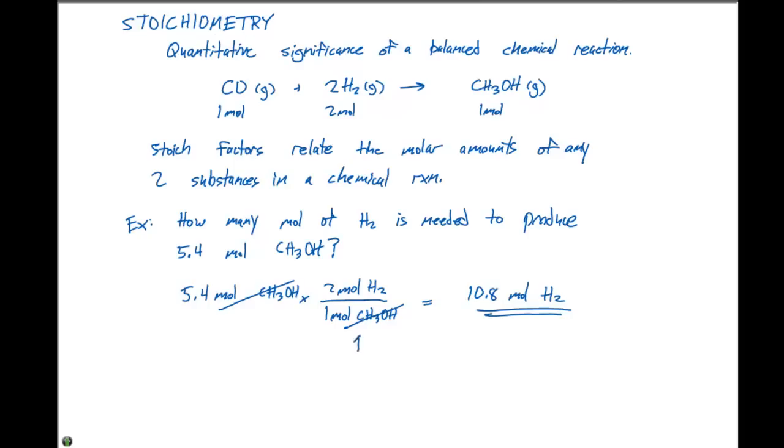And this conversion right here comes from the balanced chemical reaction. And this is why we spent a decent amount of time balancing chemical reactions, because the balanced chemical reaction is going to allow us to determine how much of a particular product is produced and how much of that reactant we need to produce the amount of the product.